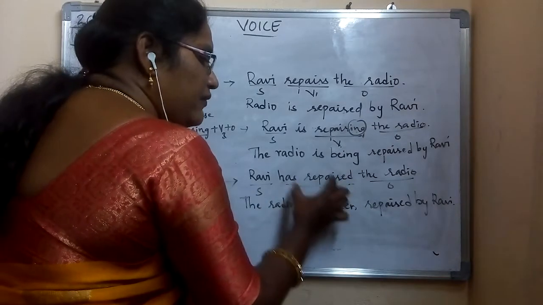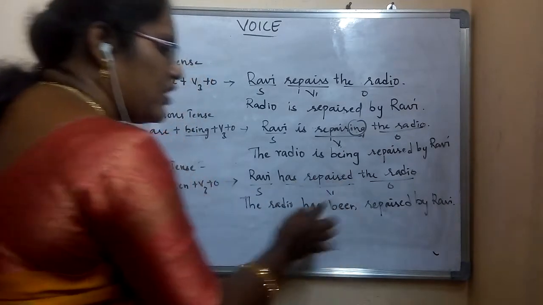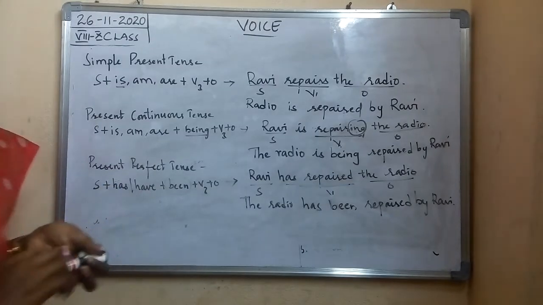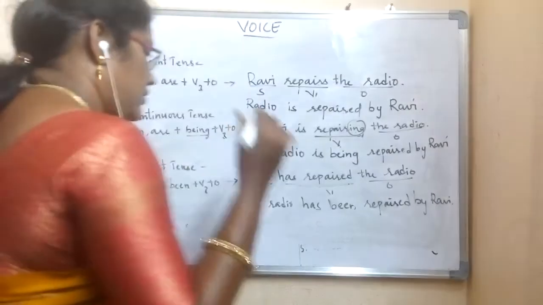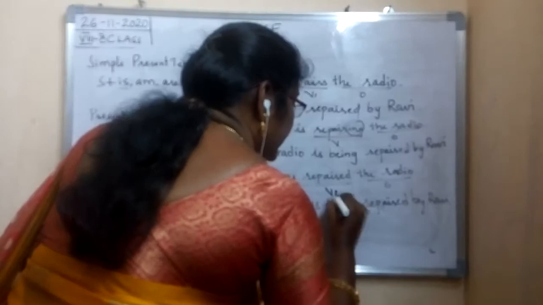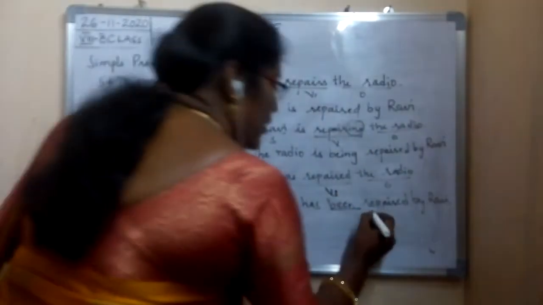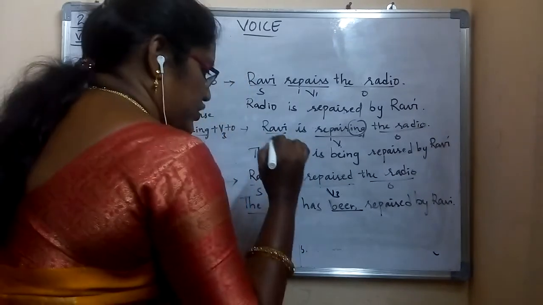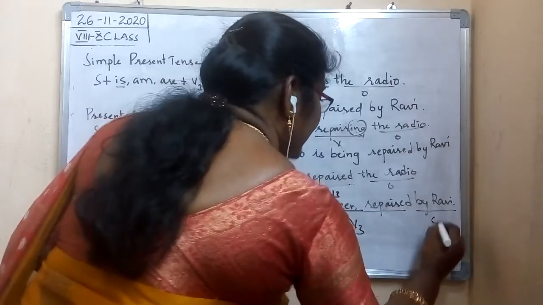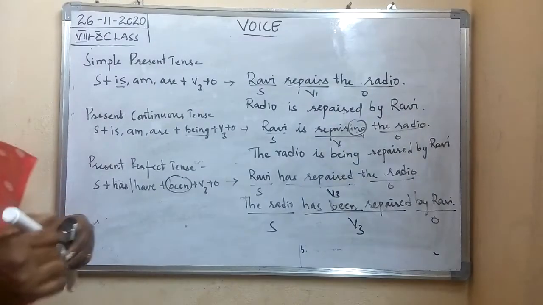So in between these two, what we have to add? Extra been, because in the structure we got what? Been. In the structure we got the word been. So we have to use been here. Already this is in V3 form. So now here the radio is subject, has been repaired is in V3 form, and by Ravi is object. In this way you have to change.